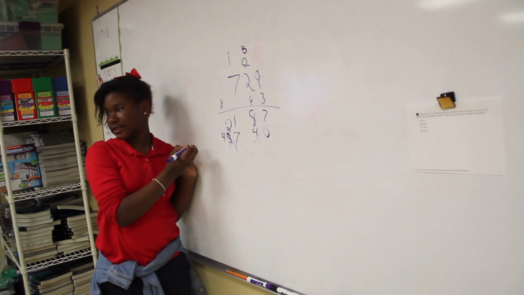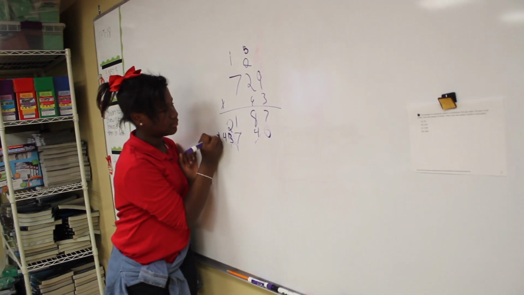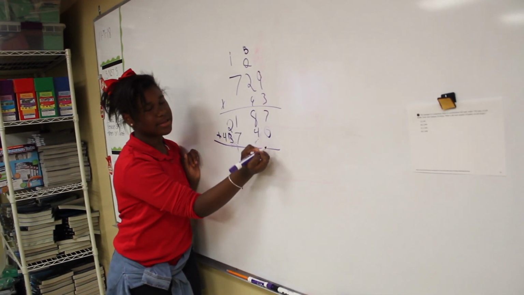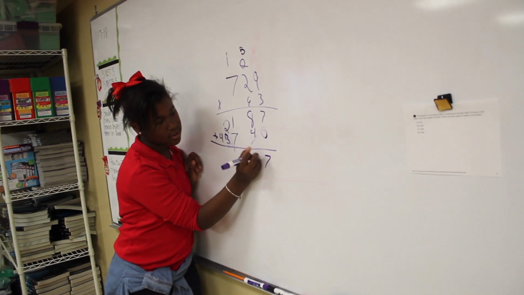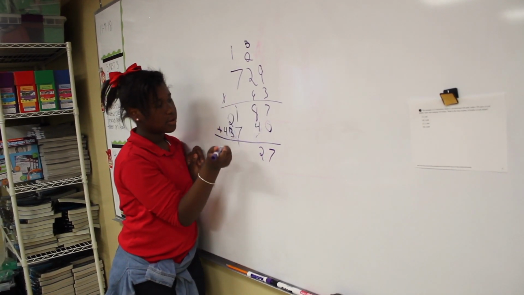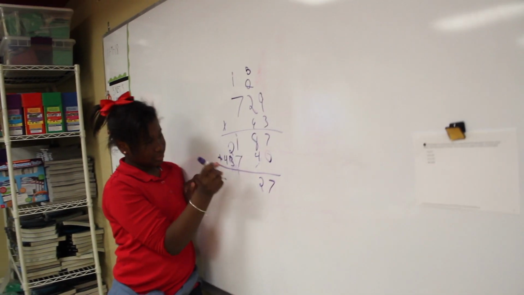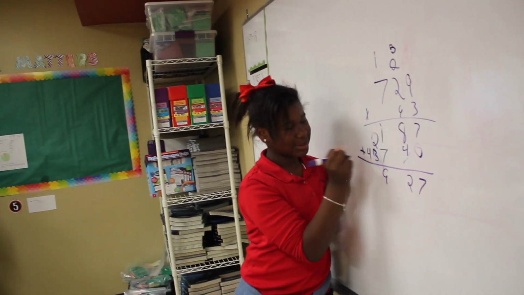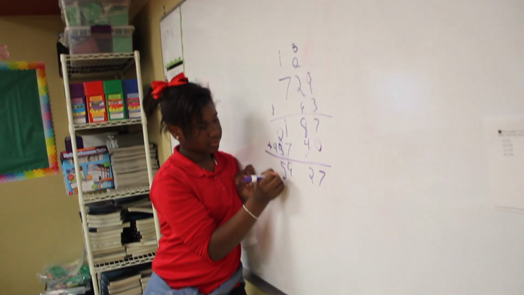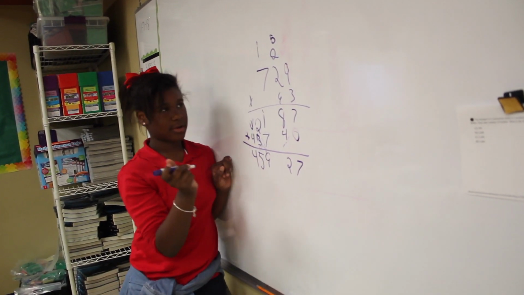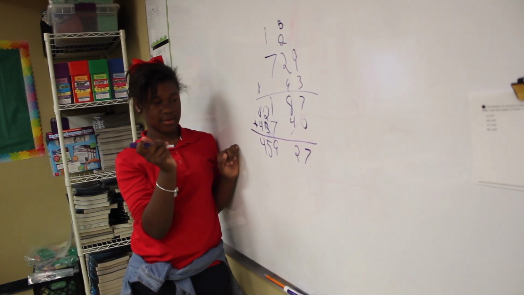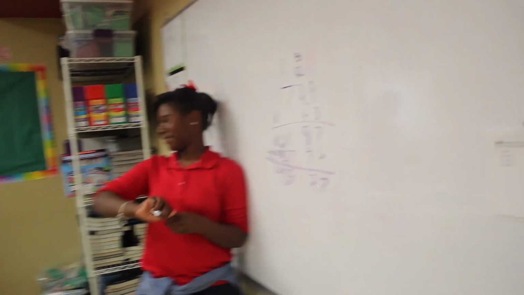Now what do you do next? Add. 7 plus 0 is 7. 8 plus 4 is 12. 2 plus 3 is 5. Just bring your 4 down. Your answer is 45,927. All right. Look back up here.